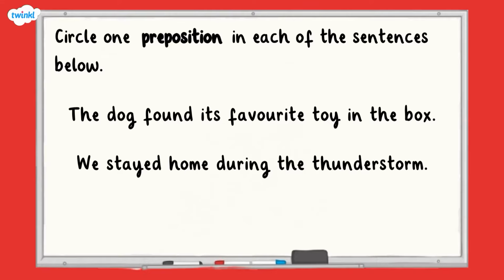Let's take a look at our first question. You're being asked to circle one preposition in each of the following sentences. The dog found its favourite toy in the box. We stayed home during the thunderstorm.